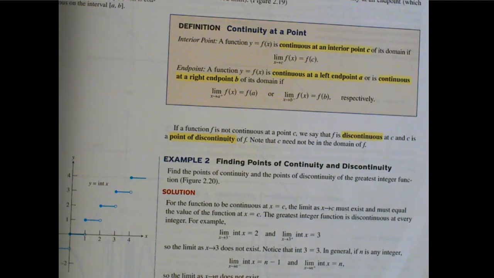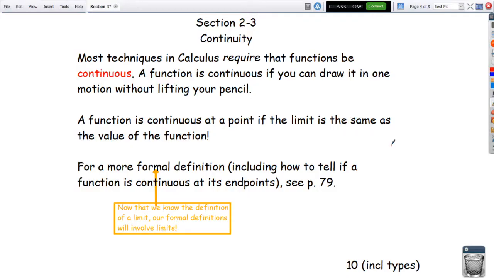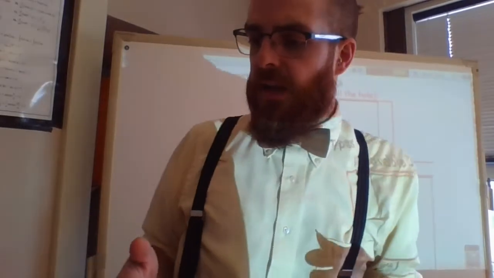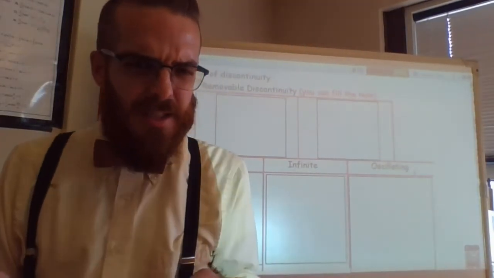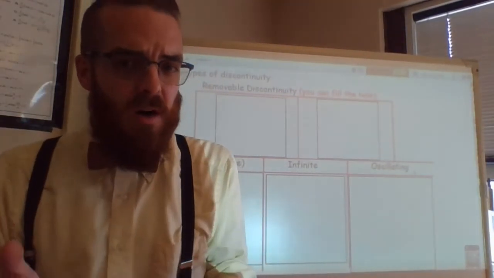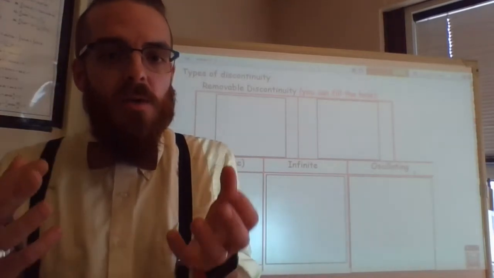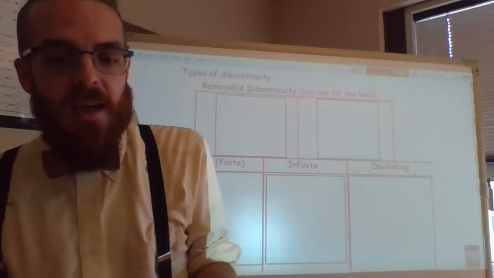So let's look back over, turn off sphere, and let's go over here. There are several different types of discontinuity. That last example that I showed you, number, I think it was 41 or something like that on page 67, that was called a removable discontinuity. And a removable discontinuity, you guys learned it last year as a hole.